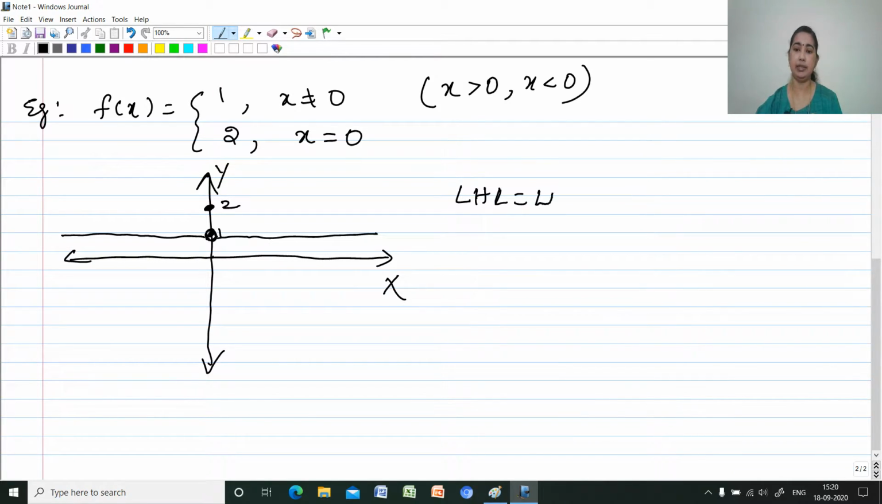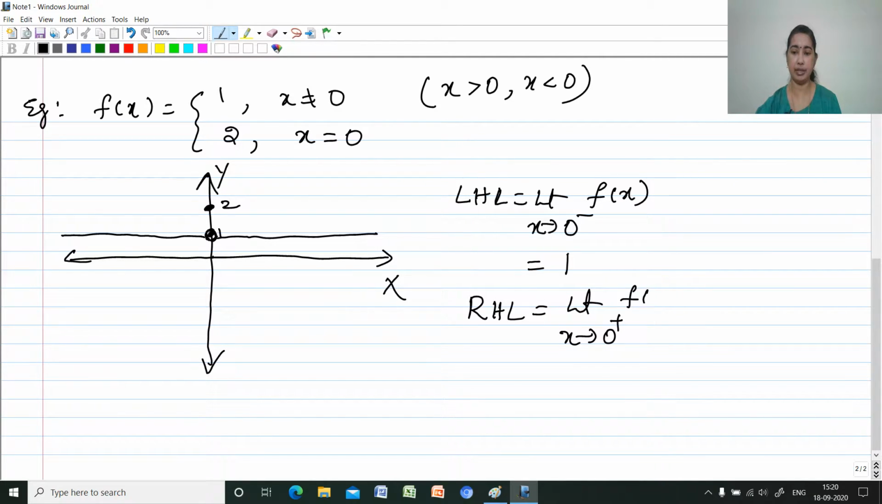LHL means limit x tends to 0 minus f of x. It is tending to 0 from the left side, that is when x is less than 0. So it will have the value 1. What about RHL? Limit x tends to 0 plus, it is tending to 0 from the right side, that is when x is greater than 0. In this case also you are getting RHL as 1. See that you are getting LHL equal to RHL.